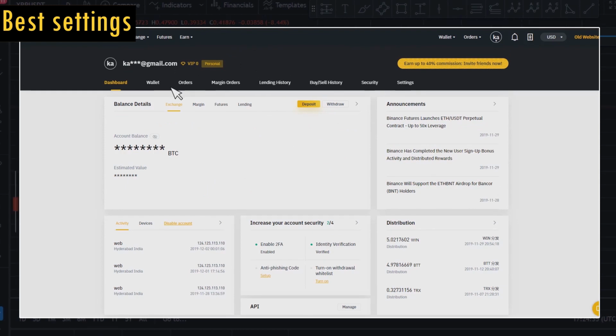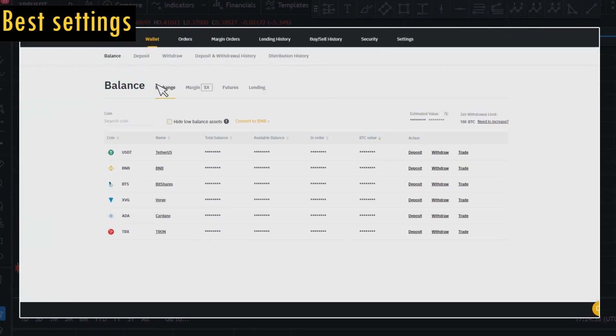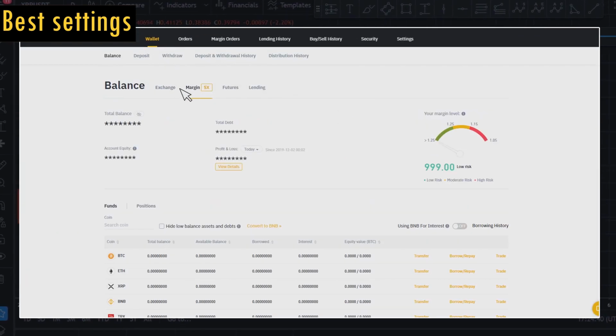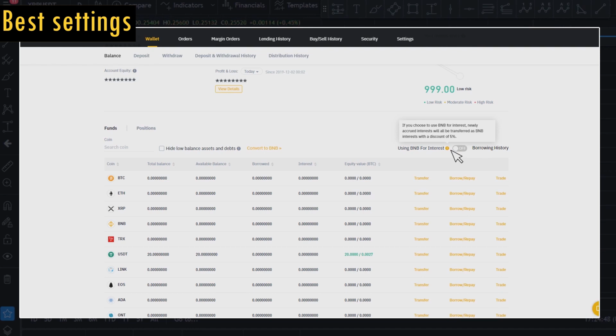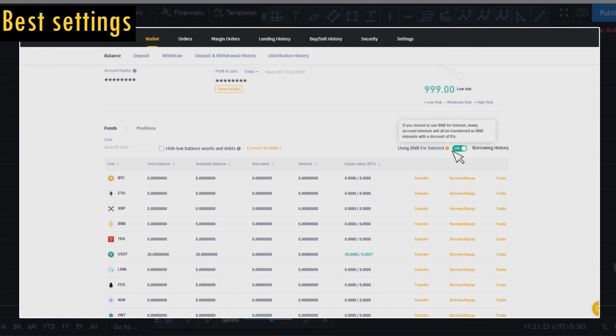And second option, go to your wallet and go to margin account, and here you have an option to pay the interest rate for the funds that you borrow using BNB. If you turn on this option, you can see that you get up to 5% discount on your interest rates. Again, for this option to work, you should have BNB in your margin account. Okay, so you can enable this option to get some discount on your interest rates.